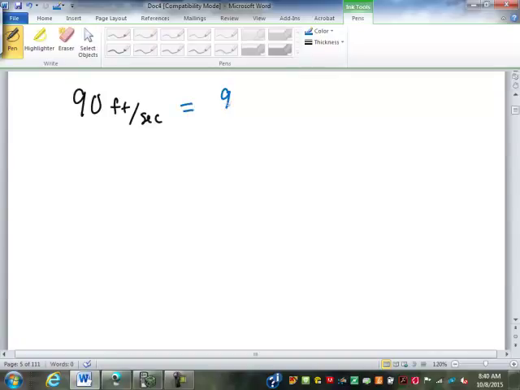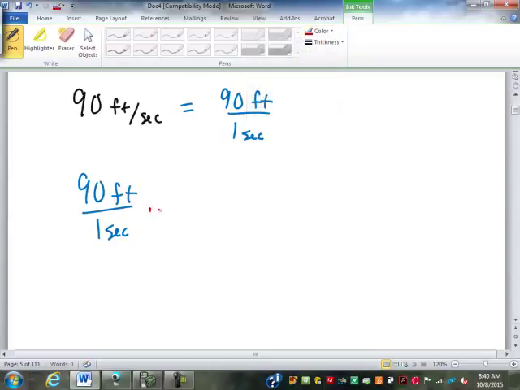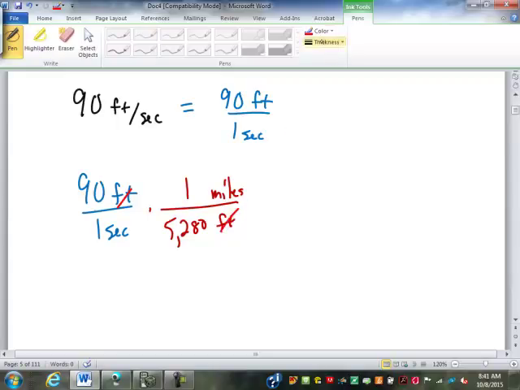So what we're going to do is write it like this, as 90 feet per 1 second, because that's really what that means. 90 feet per second is 90 feet over 1 second. So it's already a fraction, so we don't have to put it over 1. For our conversion here, we want to get rid of feet and convert feet into miles. And we know that 1 mile is 5,280 feet. So that'll cancel out the feet.